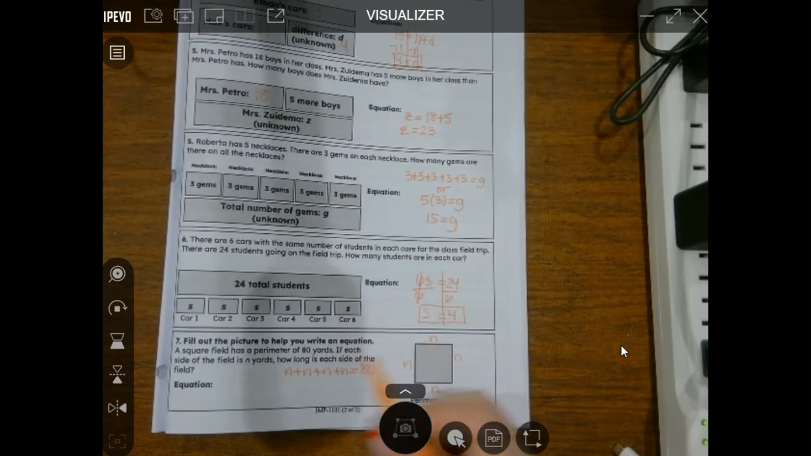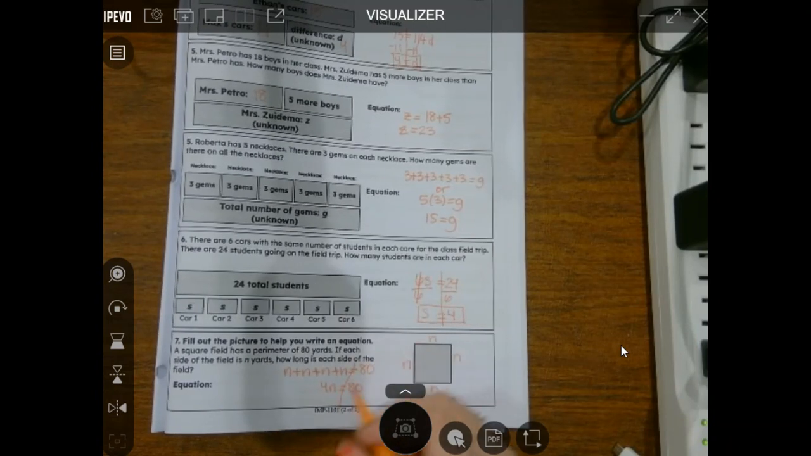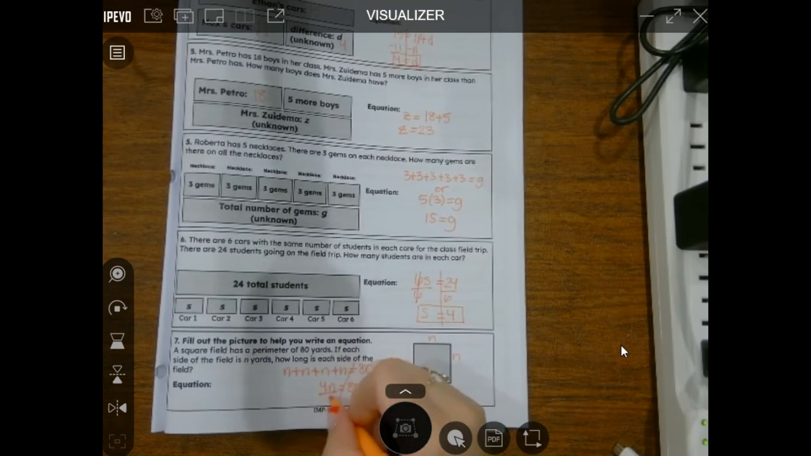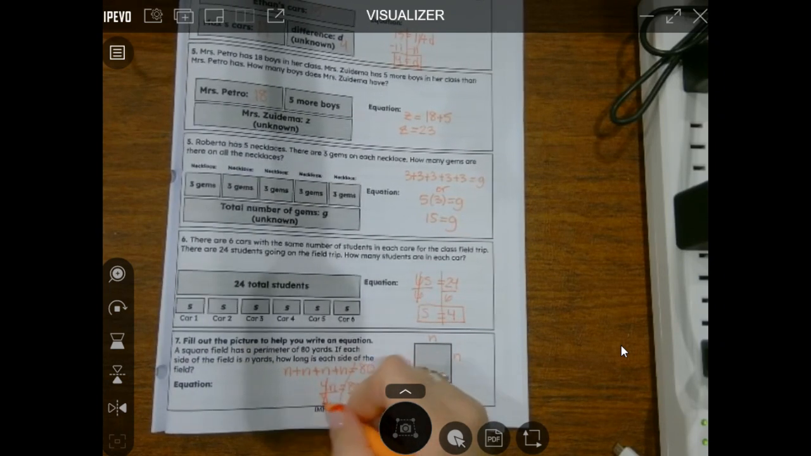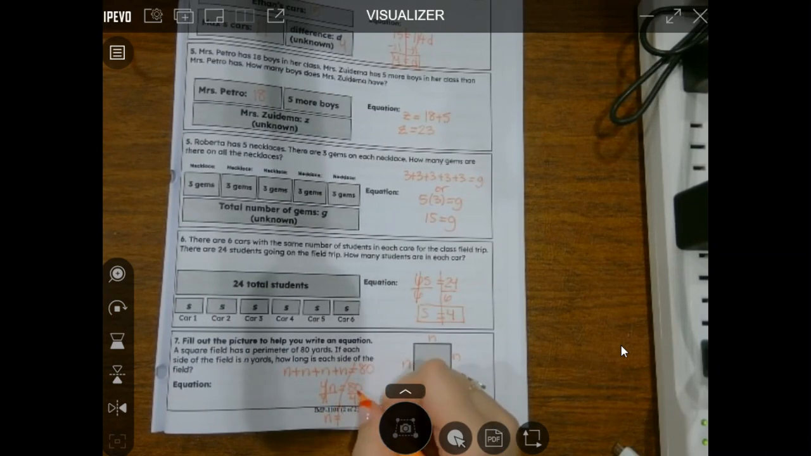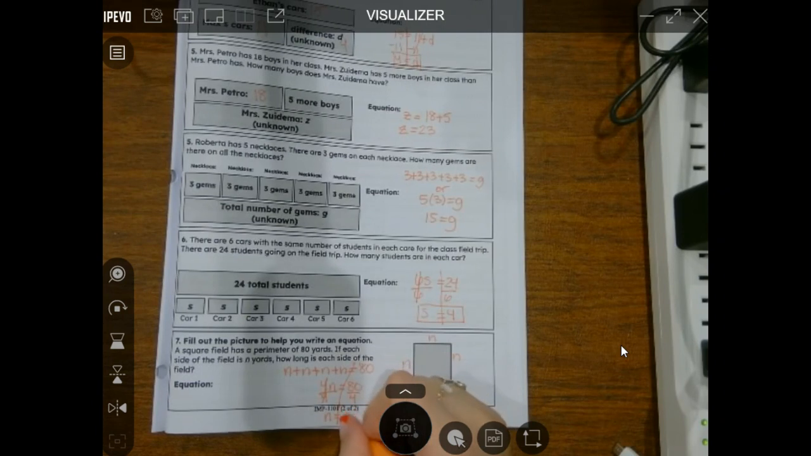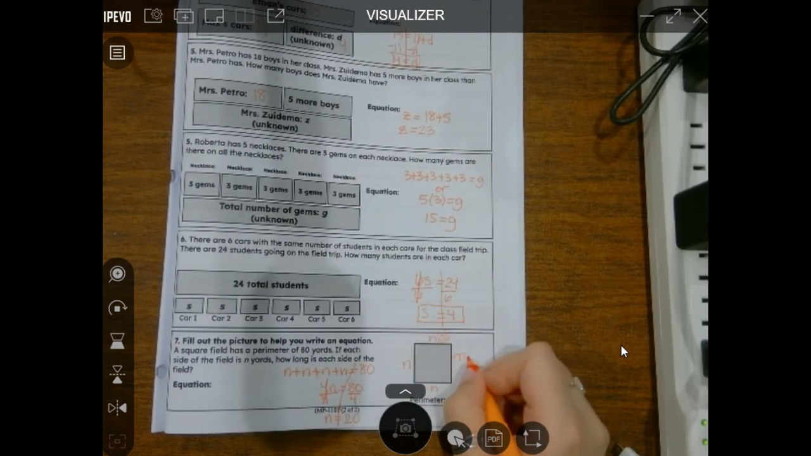Or a smarter way to do that, you have a total of 1, 2, 3, 4 n's. Okay, so then how do you do that? 4 times what is 80? Well, to figure that out, you would divide by 4, because anything divided by itself is 1. Now you have 1 times n is n, and whatever you do to one side, you do to the other. 80 divided by 4 is 20. So then that means that each side is 20 yards.